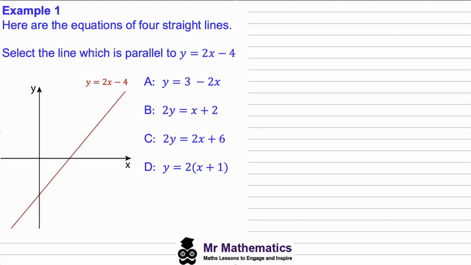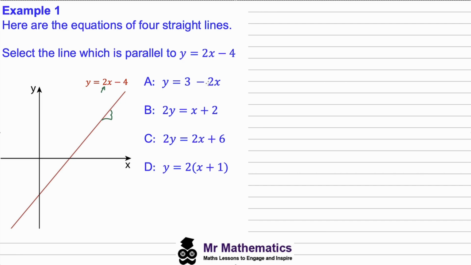So in our first question, we're told that we have the equation y equals 2x minus 4, which is this red line here. And we've been asked to find which of these four equations is parallel to this red line. Well, if it's parallel, then it will have the same steepness, which means the gradients will be the same. And this positive 2 is the gradient of this red line. That means every time we move across by 1 in the x direction, we move up by 2 in the y. Okay? So the question is, which of these four equations have a gradient of 2?